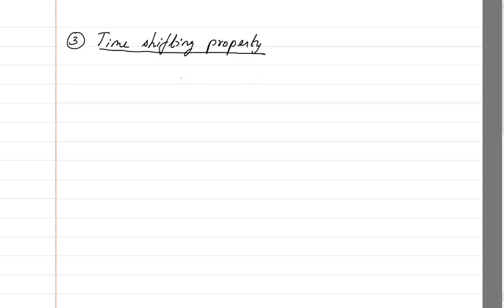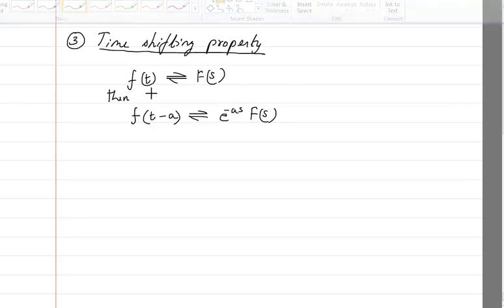The time shifting property basically says that if you have f of t whose Laplace transform is capital F of s, then if you shift that function with respect to time, that means you replace t by t minus a, then on the other side you will have F of s as such, but you will have to multiply it by e raised to the power minus as. That is the time shifting property.